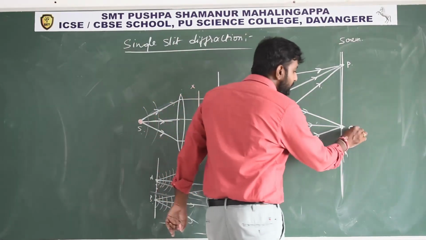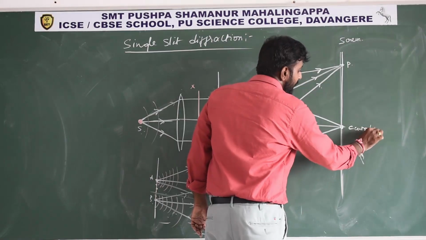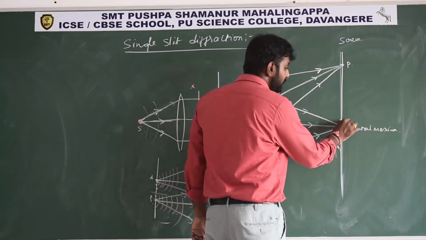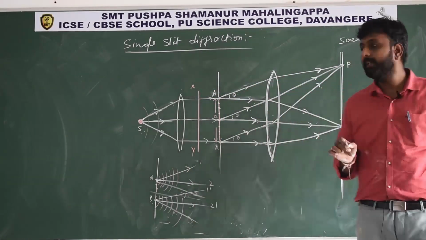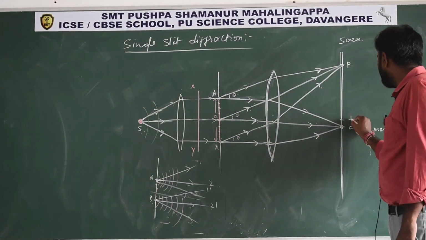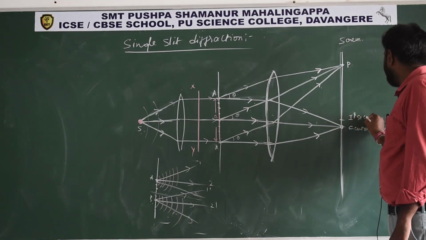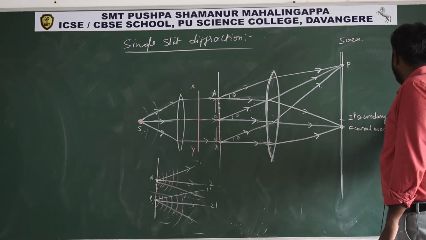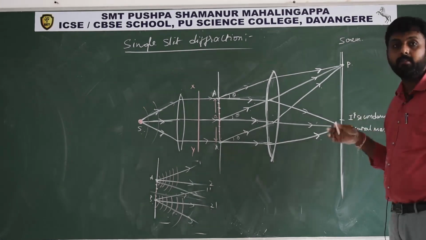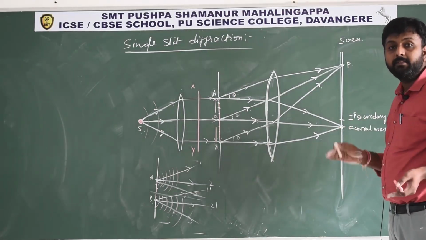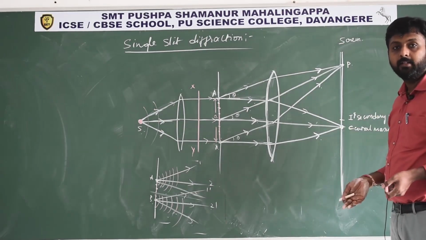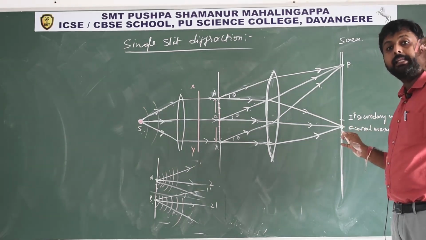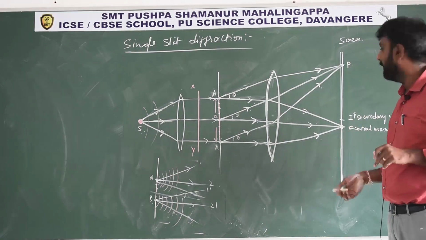And also I said this is the central maxima. At the center, again a bright fringe you will observe, that is the central maxima. Next you will observe a dark fringe. The dark fringe is called the first secondary minima, or you can say subsidiary minima. In interference, only bright and dark are used, right? But here you have to use the sentence like first secondary or subsidiary minima.